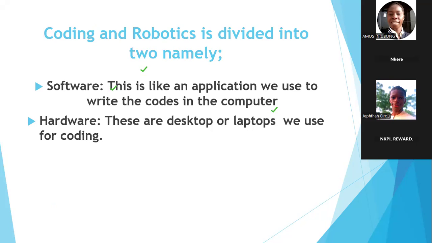Okay. So coding and robotics is divided into two, namely the software and the hardware. The software is the application we use to write codes in the computer, while the hardware are desktops, laptops, and also robots we use for coding.